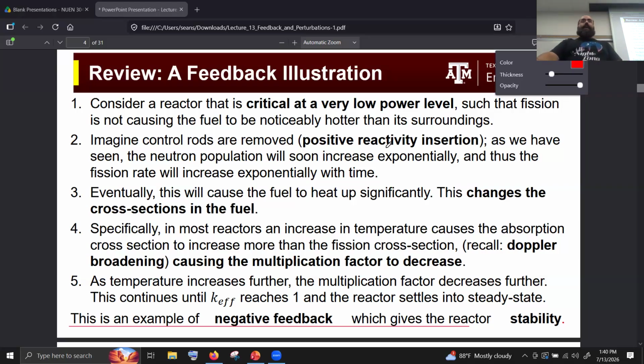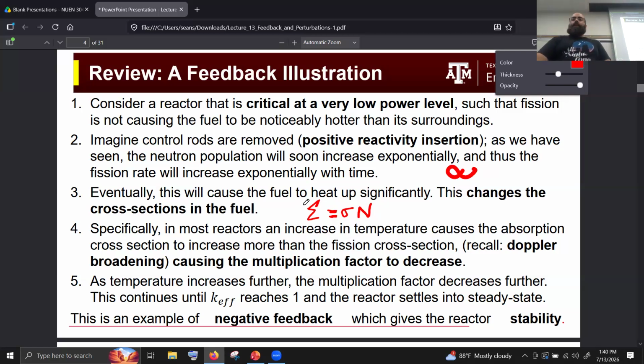And when things heat up, it impacts your cross sections. If you think about your macroscopic cross section, let me make this a little bit bigger. Your macroscopic cross section is your microscopic cross section times your number density.